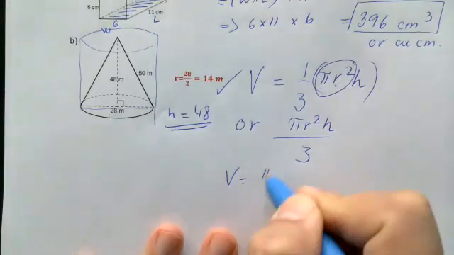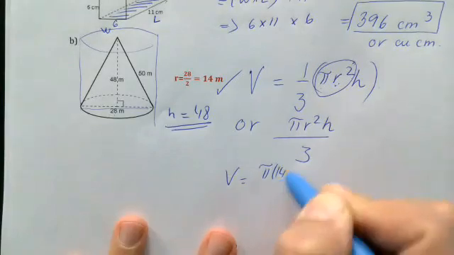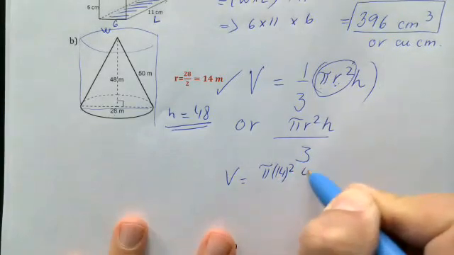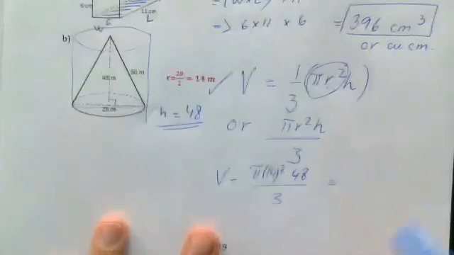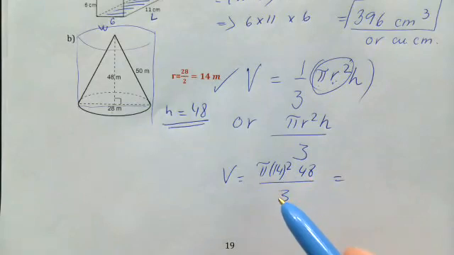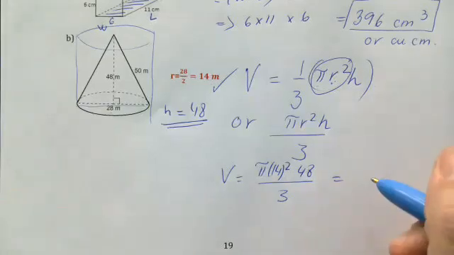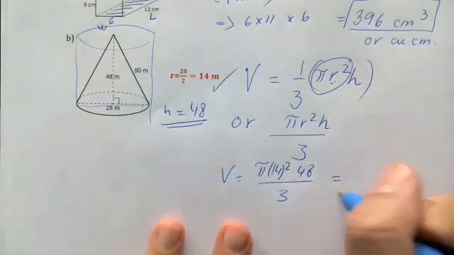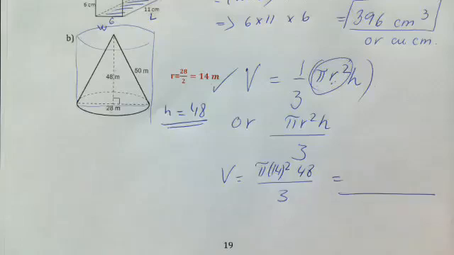So we have pi, we have 14 that we have to square it, and we have the height, which is 48, and we have to divide by 3. This calculation, because it has all multiplications and only division by 3, you don't need a bracket there. But if you think you might forget in other situations to put brackets around it, always separate with brackets the top and the bottom of a fraction calculation, division. And let's see what you're getting. Anyone that dares?